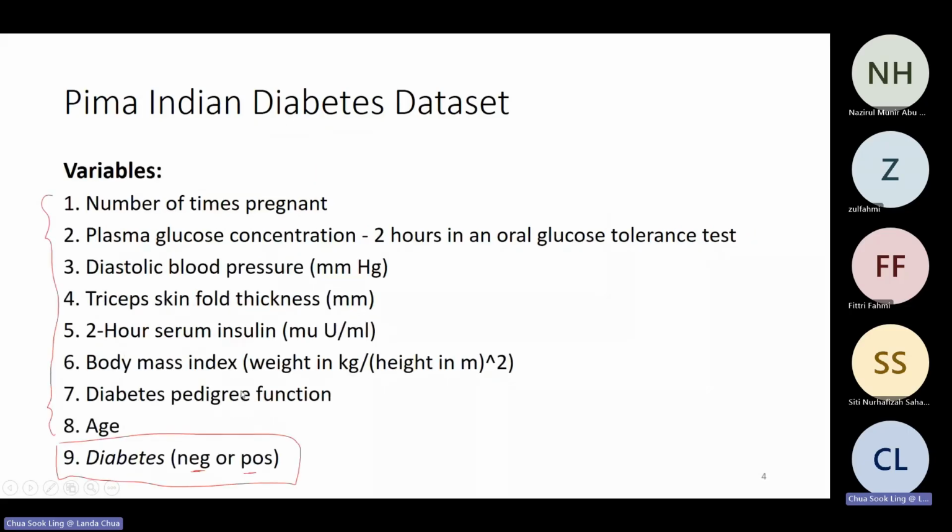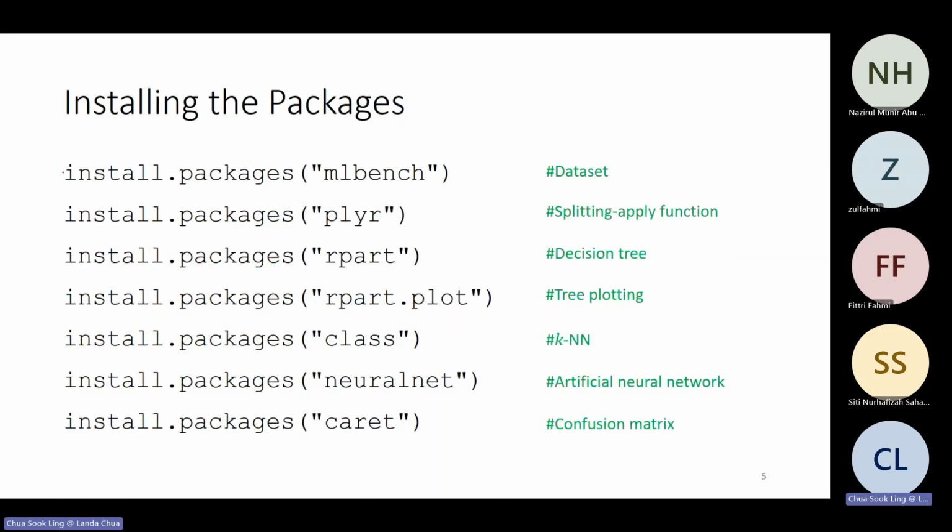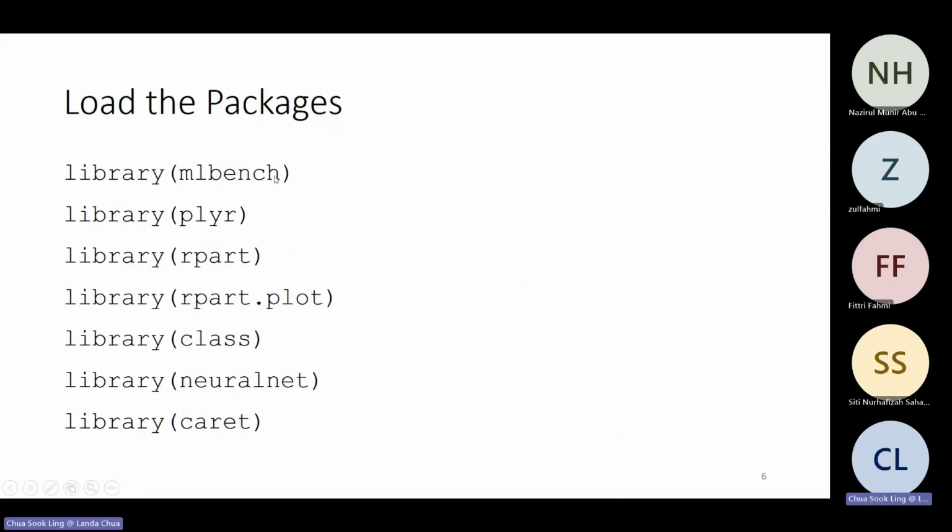So how do we load this Pima Indian diabetes data? Before that, these are the packages. As I just copied to the chat room, please install all these packages. We need the mlbench package because the Pima Indian diabetes data set is taken from this package. Then we have the plyr package, which you will use later for the split-apply function. rpart is for decision tree, and rpart.plot is to plot the decision tree later. The k-nearest neighbor is from the package called class. The artificial neural network is from the neuralnet package. And then we're going to use the caret package for the confusion matrix. Installing all these packages takes some 1 or 2 minutes. After that, just load all these packages. This is how we load packages in R: library followed by the package name.